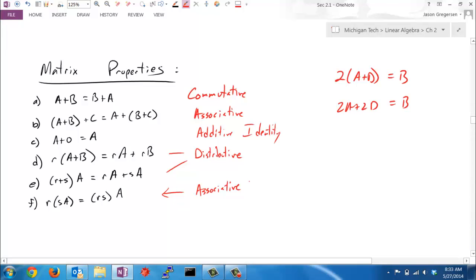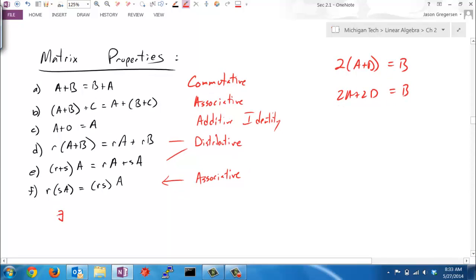I'm actually going to add one more. I'm going to add one that says there exists, there's my backwards E for there exists, something that we're going to denote with this, negative A. There exists some matrix that looks like this, such that A plus this special matrix that I'm calling negative A gives me what?